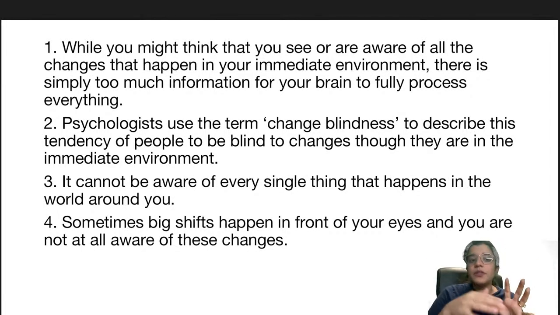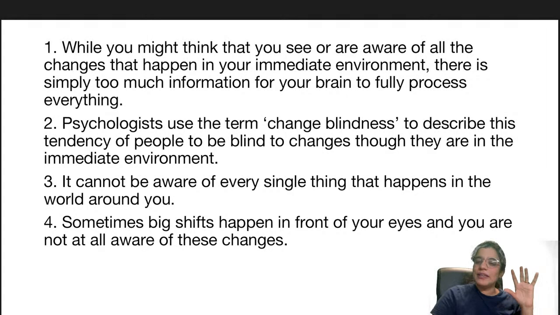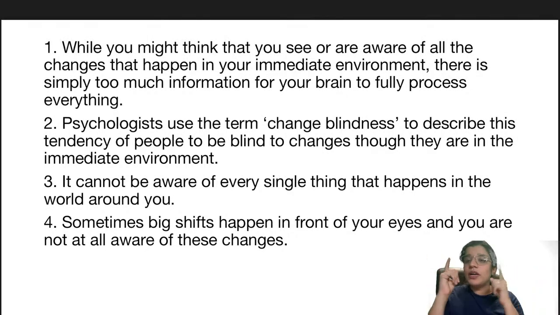Now जैसे मैंने बोला, we know that 4 and 2, both of them are making a clear pair with each other, right? Because the second option is also talking about change blindness. राइट. और फोर्थ ऑप्शन में जो टेंडेंसी की बात हुई है उसी टेंडेंसी के लिए प्रोनाउन यूज किया गया है सेकंड ऑप्शन में. This tendency, it is the same tendency which is being introduced to you guys in the fourth option. ठीक है. So psychologists use the term change blindness to describe this tendency of people to be blind to changes though they are in the immediate environment. So we know that 4 and 2 are making a clear pair with each other because both of them are talking about eyes. Eyes is clearly connected to blindness.